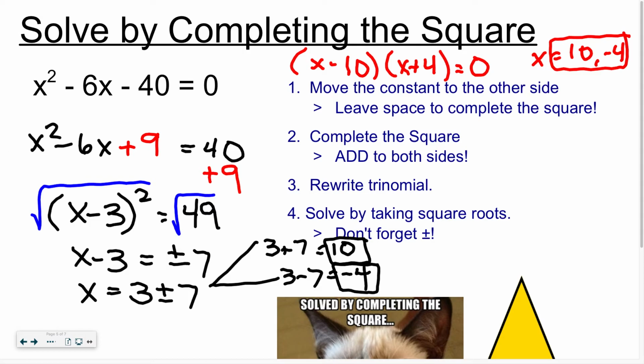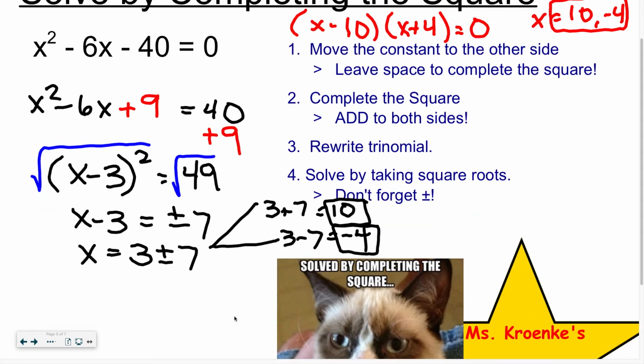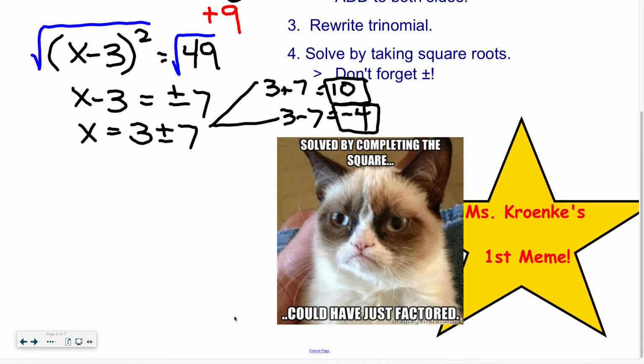That leads me down here to the bottom of my screen where I have my very first meme I ever created on my own. I went to the meme generator and I typed it in. What's your first meme? It's my very first and actually my only meme I've ever created, but it's a pretty good one. I solved by completing the square. Could have just factored. That's how I feel when I do that.